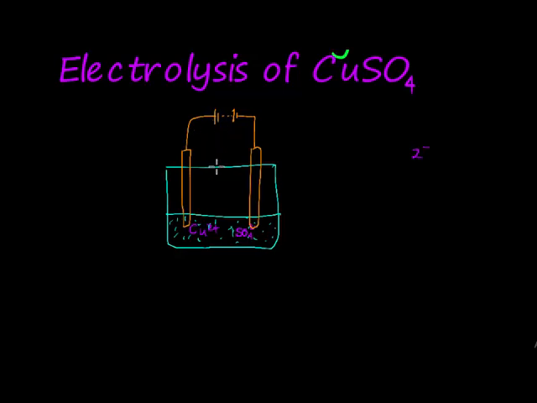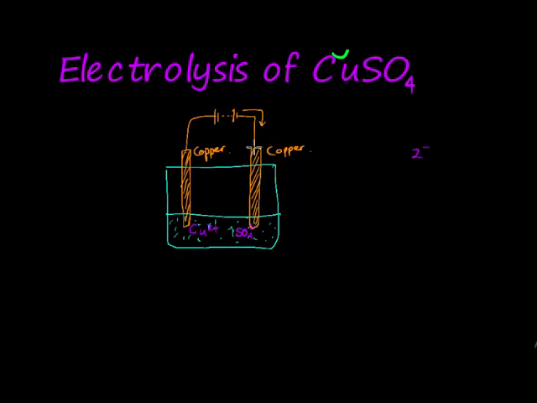Okay, so what is going to happen here? Here it's important for the electrolysis of copper that my two electrodes be made of copper themselves. So these are copper electrodes. Okay, and so what is going to happen? So electrons are going to flow in this direction.